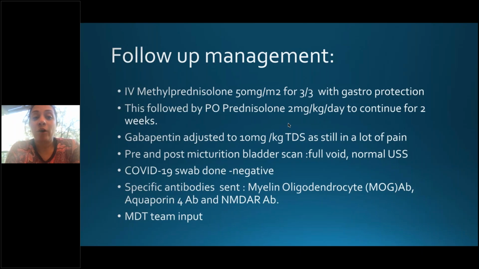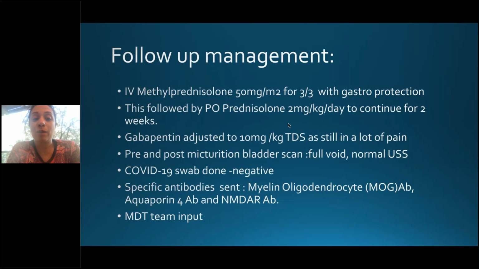So we started him on a high-dose pulse steroid therapy, IV methylprednisolone for 3 days, obviously with gastroprotection on omeprazole. And this was followed by oral prednisolone. We were going to continue this for 2 weeks, and we sent him home on oral prednisolone to follow up on discharge. We increased the gabapentin during his admission because he was still in quite a lot of pain, to help his neuropathic pain.